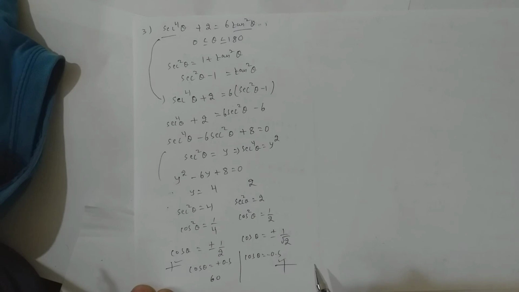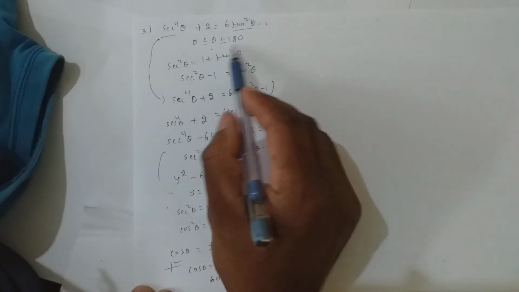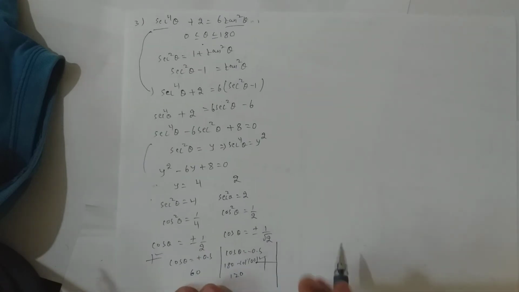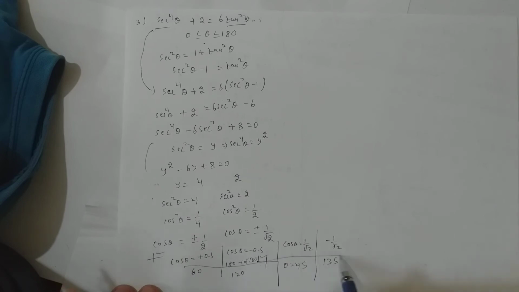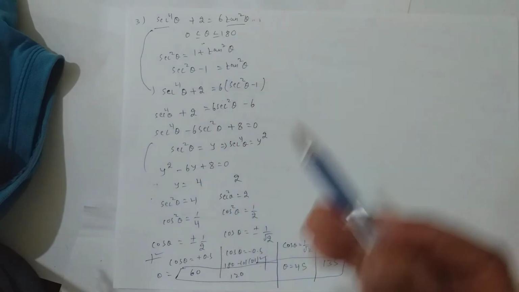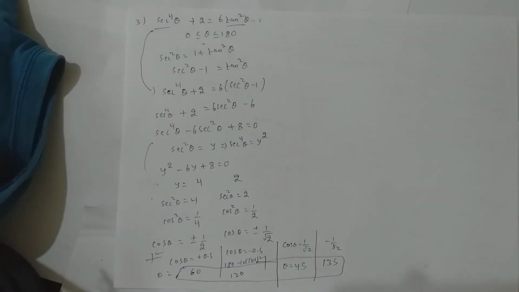It's negative in second. Here it's only between 0 and 180, so I don't need to consider third. In second quadrant it's 180 minus cos inverse of 0.5, which is 120. Same way now root 2. For plus 1 by root 2 it is only the first quadrant, so I get theta to be 45. When it is minus 1 by root 2, it's in second quadrant. I get 135. So these are the four values of theta between 0 and 180. It's restricted till 180, that's why I am not considering third and fourth quadrants.